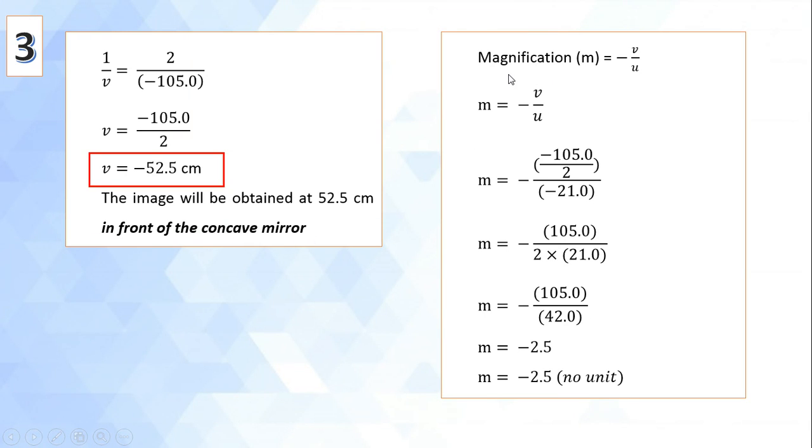Now we are going to calculate the next one, that is called magnification. M is equal to minus v by u. And we are going to substitute the values for v and u. So instead of substituting 52.5, I just prefer to substitute minus 105 divided by 2, so it's easy to cancel and we can proceed. Finally we have minus 105 divided by 42, and if you look at the mathematics part, m is equal to minus 2.5. There is no unit for magnification factor because it's a ratio of two numbers.